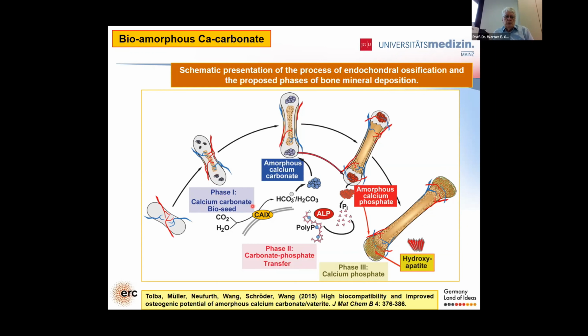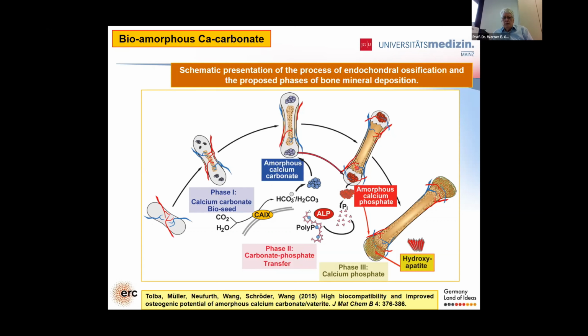Phase 1 is calcium carbonate deposition driven by the carbonic anhydrase 9. The product of this reaction is amorphous calcium carbonate, because only amorphous material in our body can be processed further and metabolized further. Then we asked the question how we can understand the transformation of amorphous calcium carbonate to amorphous calcium phosphate. And we asked, where is the phosphate coming from?